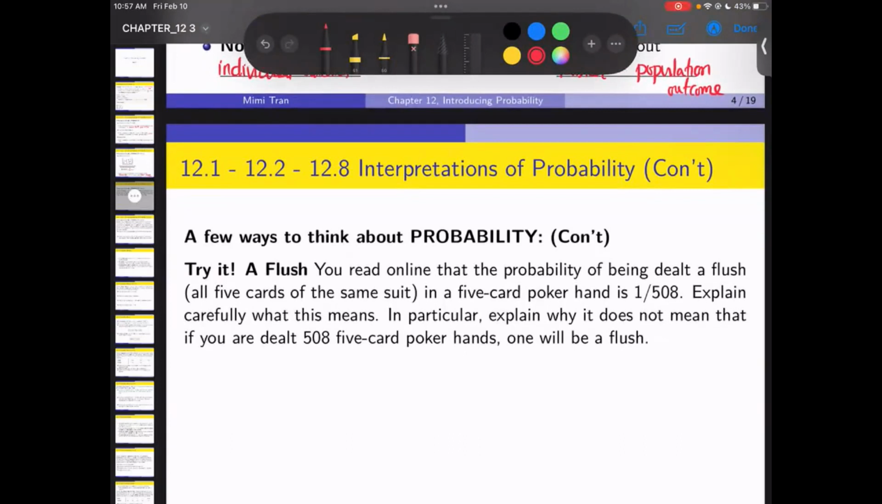Take a moment and write out your thoughts. What does it mean to say 1 out of 508 when you deal 5-card poker hands, you get a flush? What does it mean in terms of long-term probability?